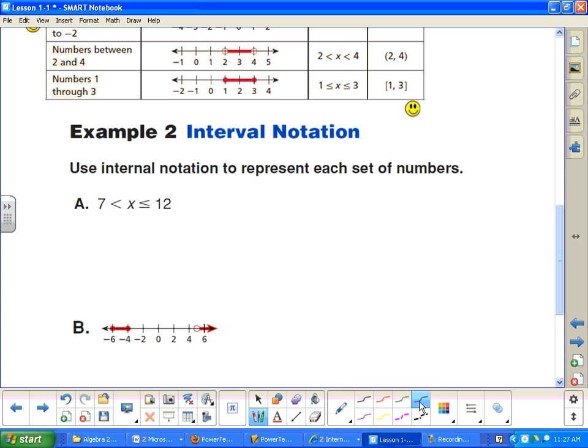So when we're using interval notation, we always put the smaller number, then the larger number separated by commas. If it includes a number, we use a bracket. If it doesn't include a number, we use a parenthesis. So does this include 7? No, because there's not a line under the greater than. So that means it's a parenthesis. Does it include 12? Yes. So that means it's a bracket. Okay. So we have the numbers from 7 to 12, not including 7, but including 12.